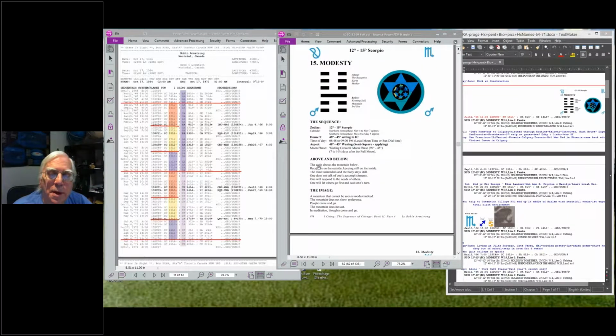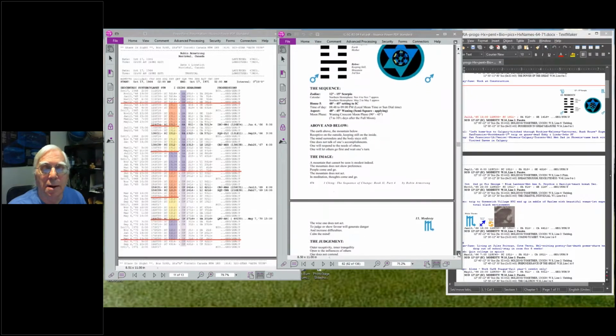The first part being above and below. The earth above, 3 broken lines, and the mountain below. Receptive on the outside, keeping still on the inside. The mind surrenders, the body stays still. One does not talk of one's accomplishments. One will respond to the needs of others. One will let others go first and wait one's turn. This is the theme of this. Okay, so a lot depends on how much you're doing it or how much you're not doing that will determine how much guilt or sorrow or complications you'll have in your life. But a theme is set.